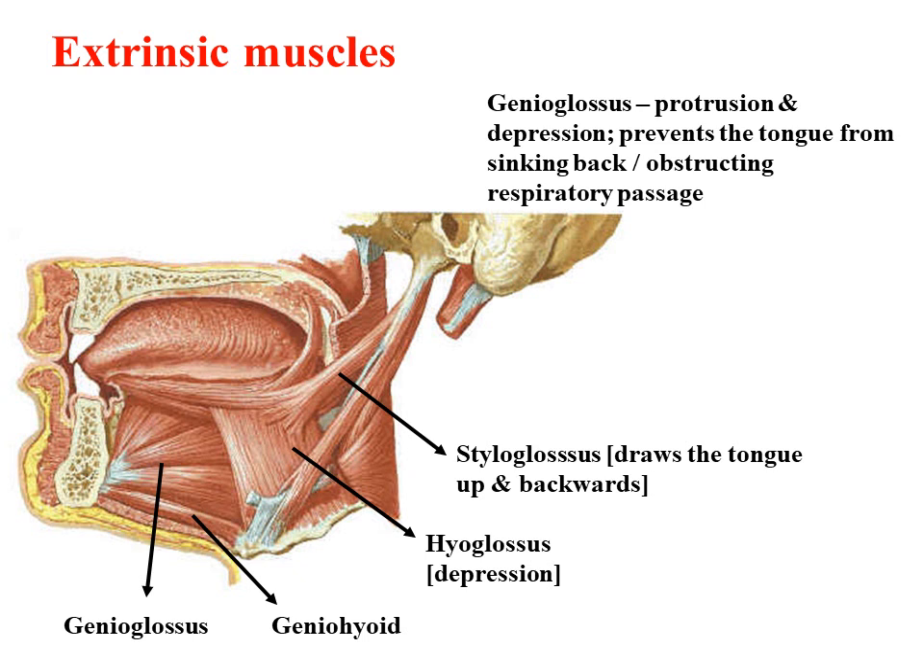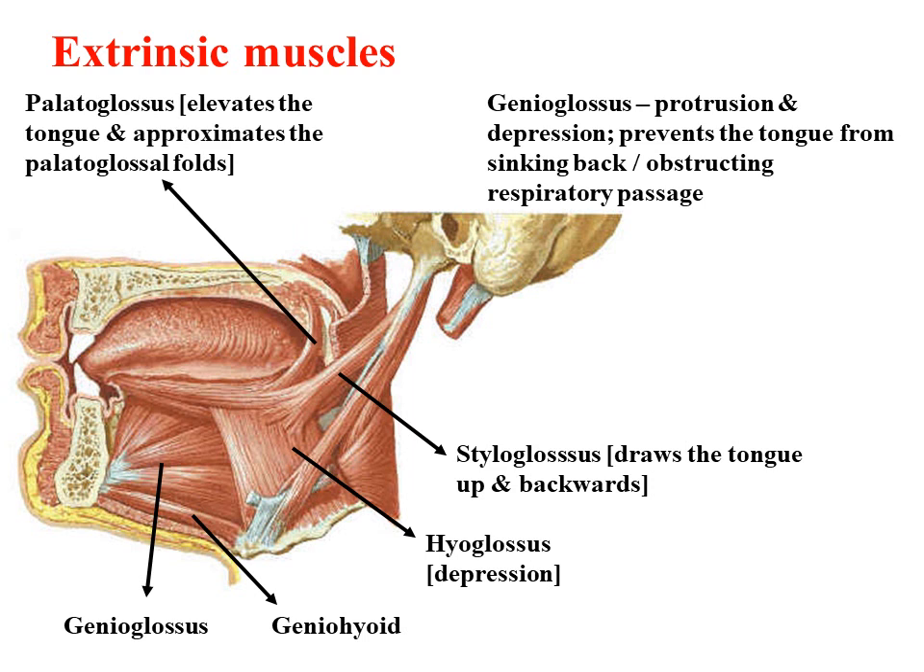It comes from the styloid process. This is 3. And the fourth one is the palatoglossus, which elevates the tongue. These are the extrinsic muscle group of the tongue.